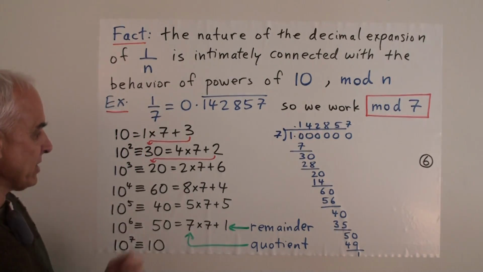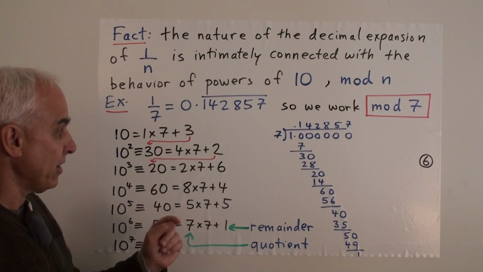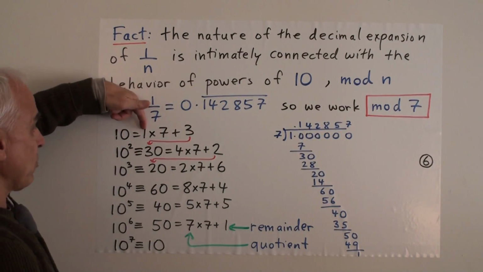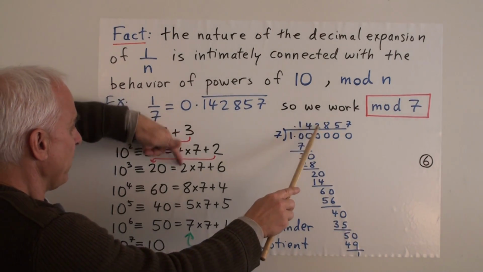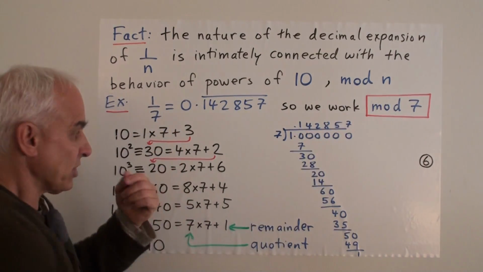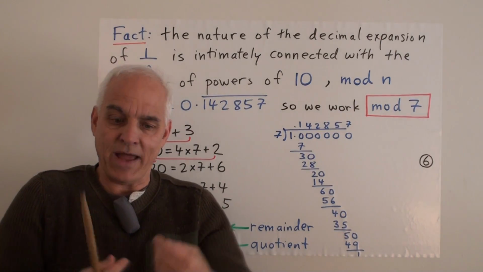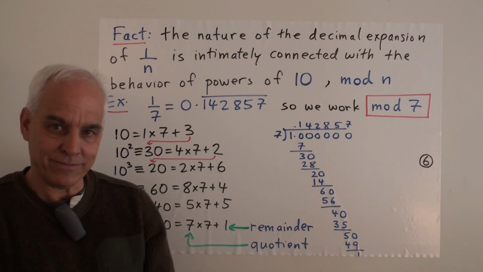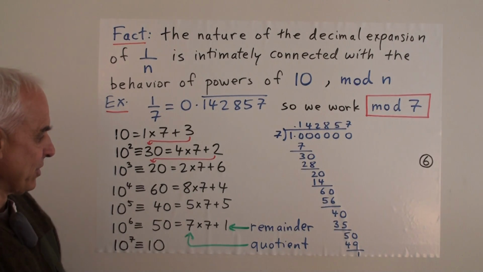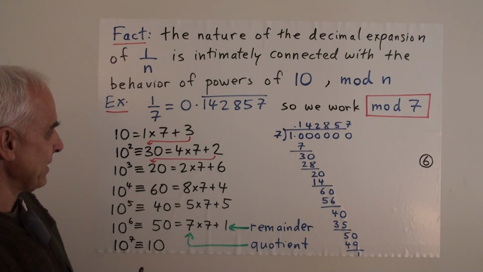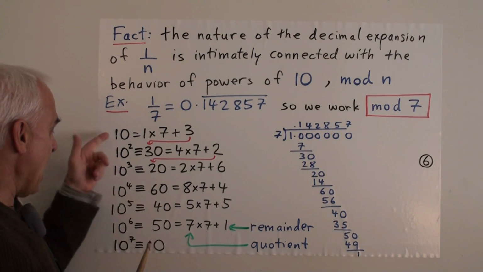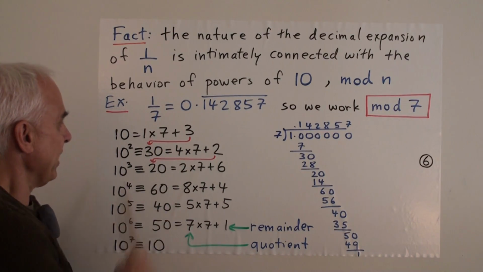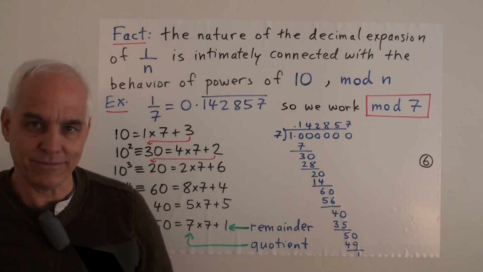But what we're seeing now is that the quotients that are appearing here do play a role. They end up just being these numbers up here. So this quotient 1, then the quotient 4, and then 2, and then 8, and then 5, and then 7. Those are exactly the digits that make up the number 1 over 7. So I think it's an attractive kind of story here that connects powers of 10 with the actual digits in the decimal expansion of 1 over 7.